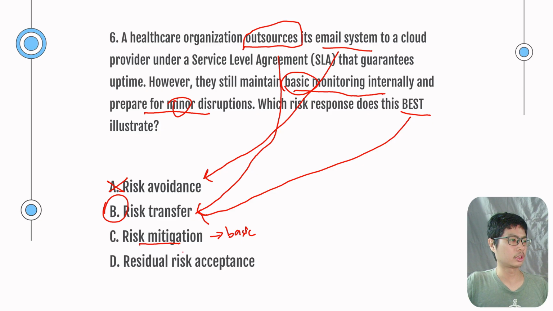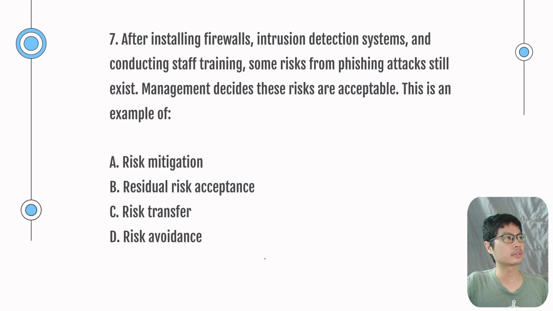Residual risk acceptance is not really mentioned in this question. They didn't really mention any acceptance of the risk. So for this question, I would say the better answer would be B.